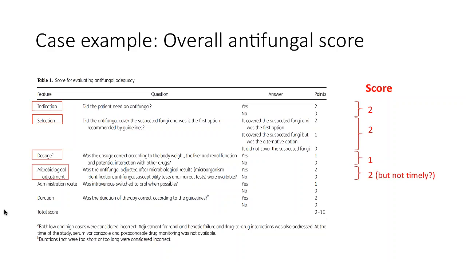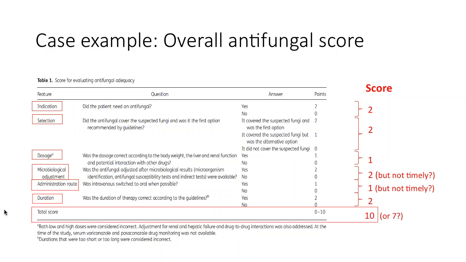Microbiological adjustment, well, possibly. They did eventually switch to the right agent, but it wasn't done in a timely fashion, perhaps. So whether it's a 2 or a 0 is questionable. The administration route, again, they did switch to oral, but the timing of which was maybe not perfect, and the duration was probably okay in terms of total duration of no complications. So the total score could be 10, or it could be as low as 7. So that's a little bit of variability that wasn't clear in the paper how they dealt with this issue.